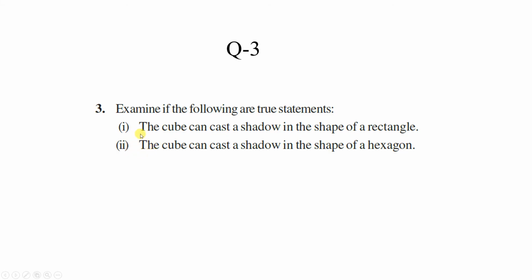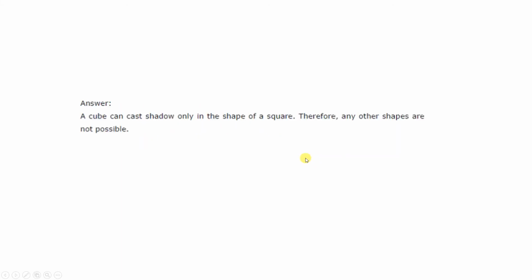So the first statement says that the cube can cast a shadow in the shape of a rectangle. It is a false statement. And the second, the cube can cast a shadow in the shape of a hexagon. It's also a false statement. So the answer is, a cube can cast a shadow only in the shape of a square. Therefore any other shapes are not possible.